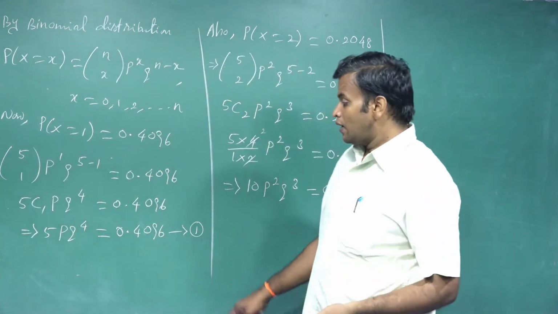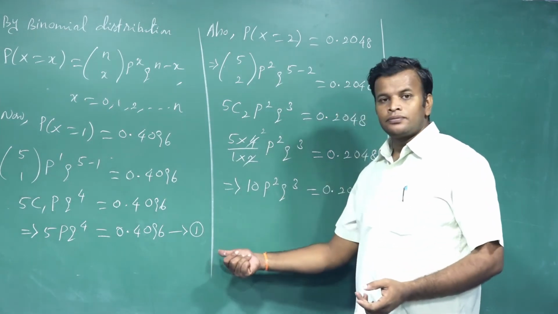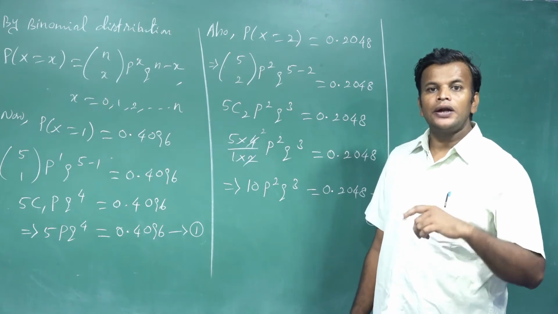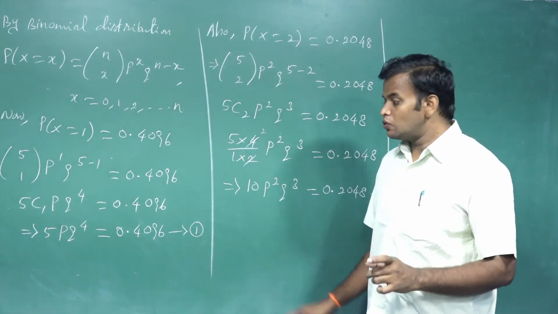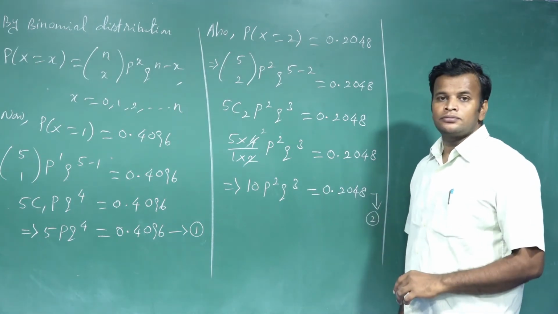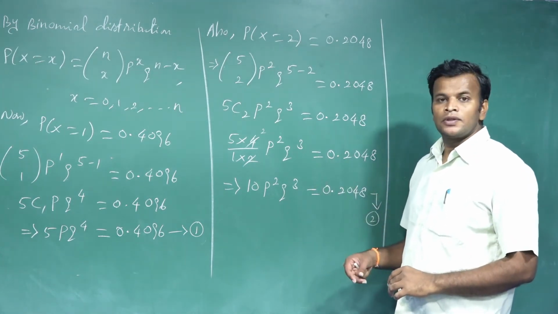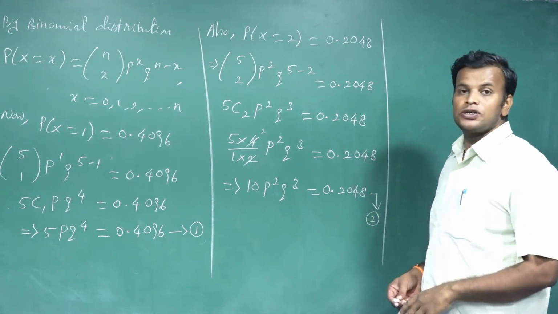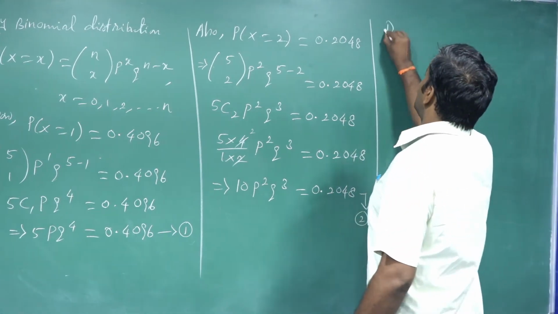Now you see from 1 and 2, do you have any idea? We need to find the values of N, P and Q. Already the N value is given. So to find P and Q, from 1 and 2, you have one idea. Just divide. It is your choice. We divide either 1 by 2 or 2 by 1. It is your choice. I divide 1 by 2.